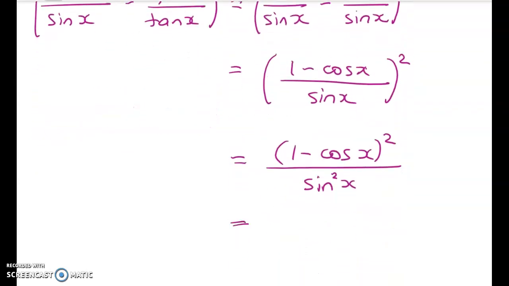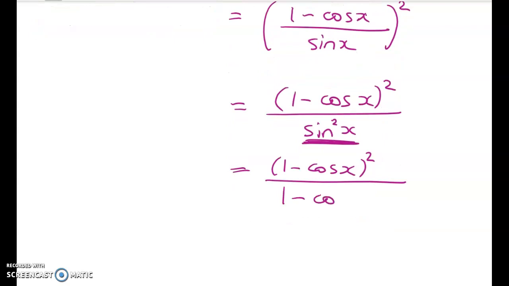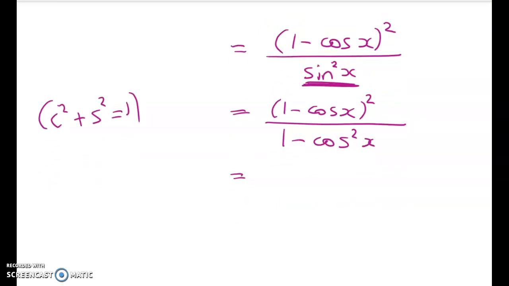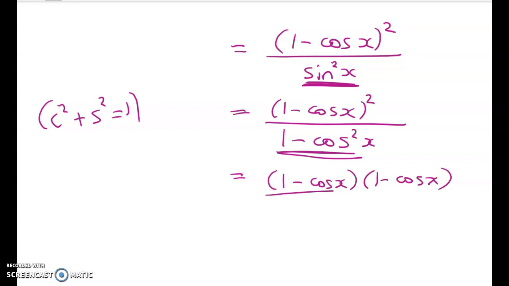So let's think about how we can change sine squared x into something with cos squared x. So just leave the numerator alone, 1 minus cos of x, squared. Sine squared x is equal to 1 minus cos squared x. And that's because cos squared x plus sine squared x equals 1. And you can see now that I've got the difference of two squares here. So we've got 1 minus cos x times 1 minus cos x in the numerator. And I've got 1 minus cos x times 1 plus cos x in the denominator.